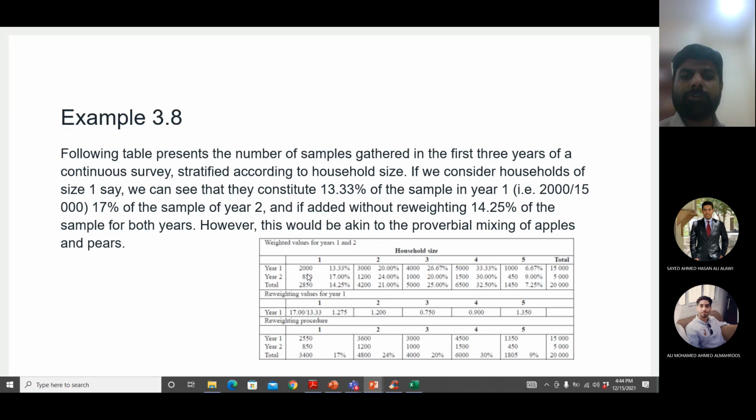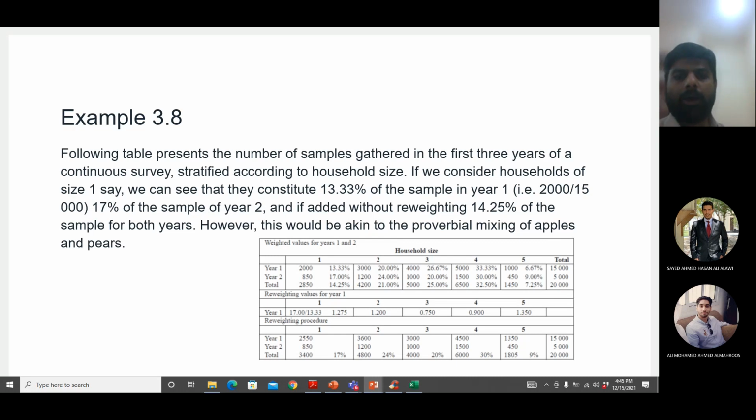Now, if you just add them together, simple addition, and then calculate the percentage, it will be 14.25%. But what you are doing is you are taking data from 2 different time periods and then adding them together. So this is what they are saying: you are mixing totally 2 different species. You are mixing apples with pears. So you shouldn't do that. Data from 2 different years cannot be simply added together without a weighting factor.